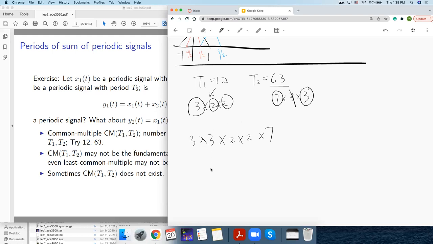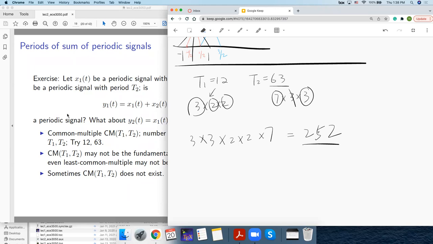I think I need another 3. So this is the common multiple of the signal. So you do the math, I don't know what it is, 4 times 9, 36 times 7, that gives you 255. So this will be the period of the sum of these two signals, if you can find the common multiple of these two periods.